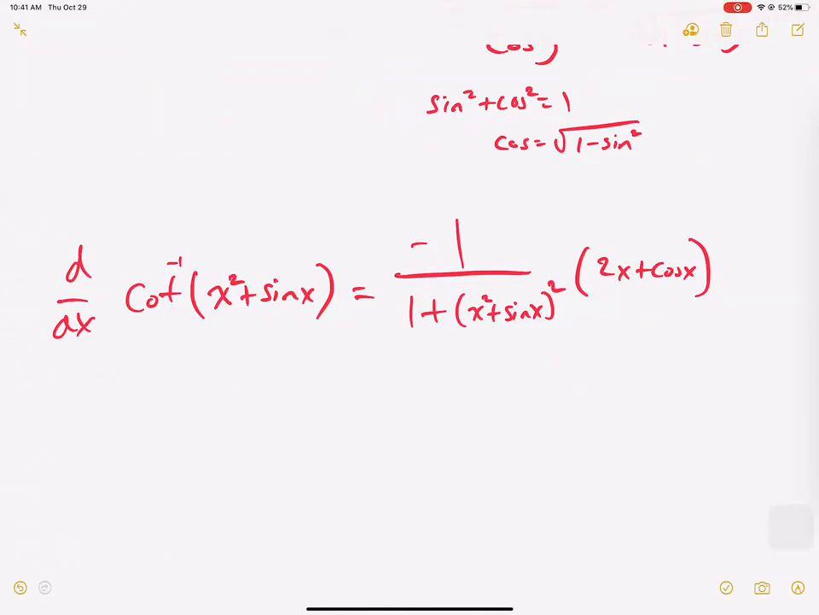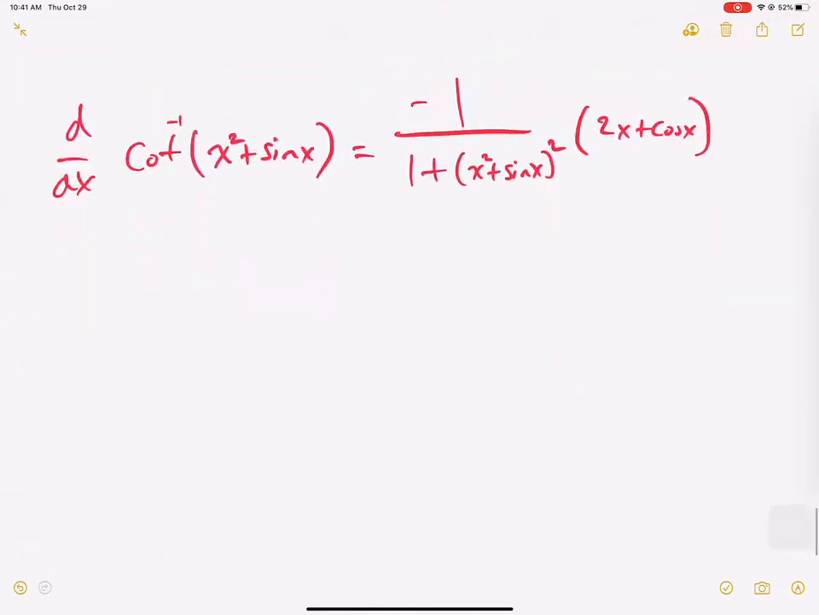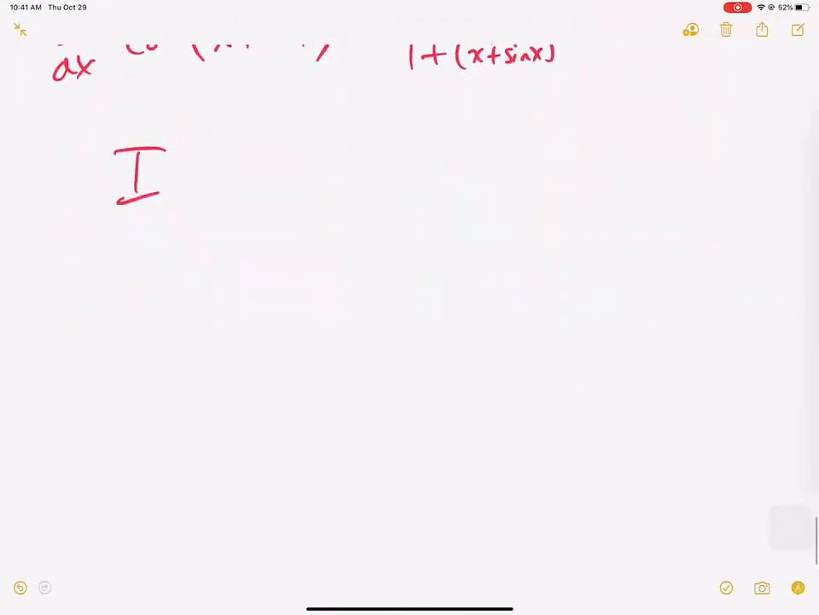Now, today's real main point here is we're going to do something called implicit differentiation. And this is a fancy word for taking the derivative when it's not x. What if it's anything else in the world? How will we take that derivative?